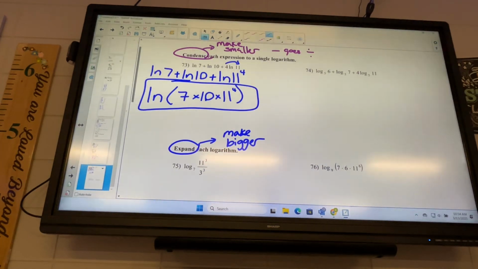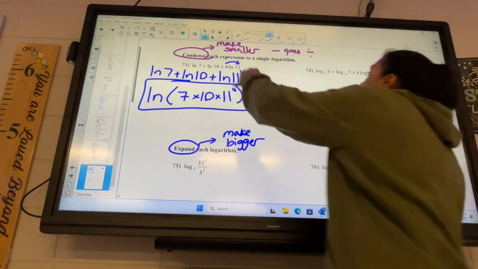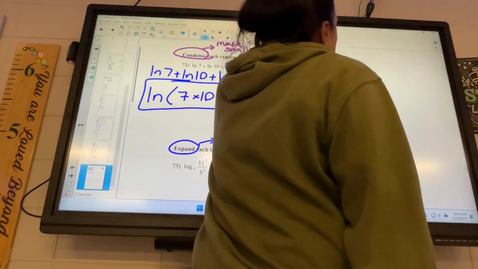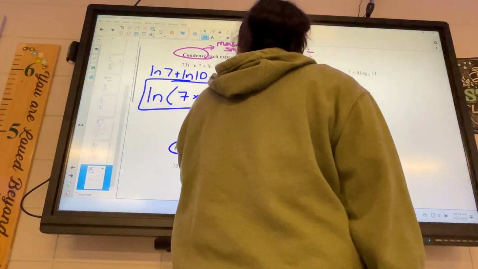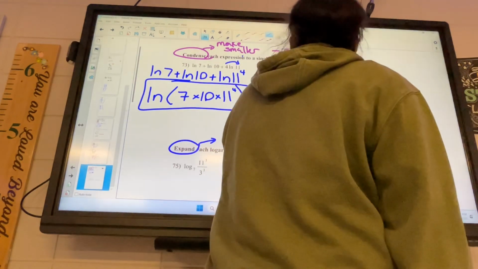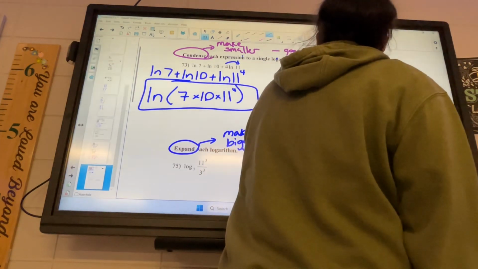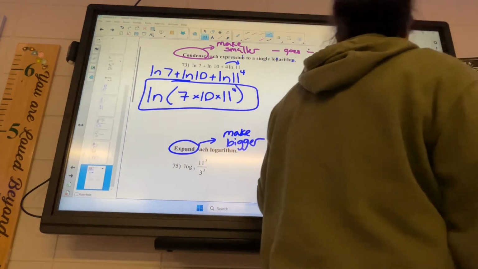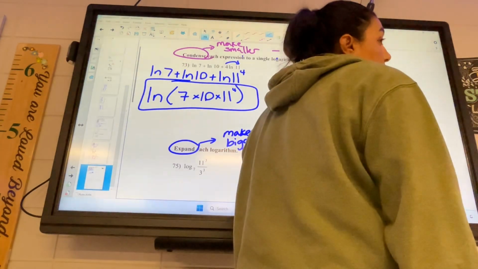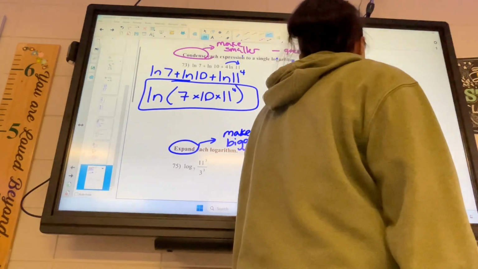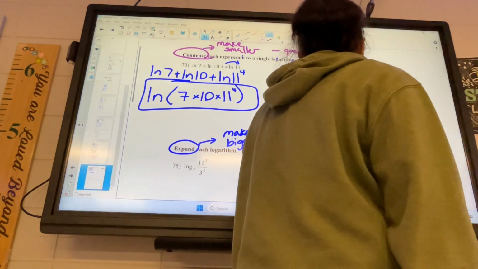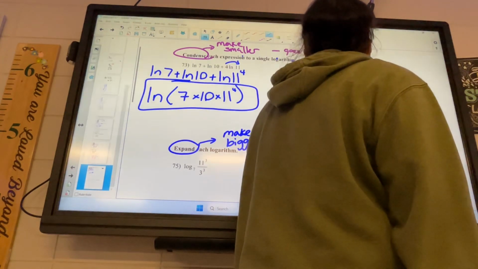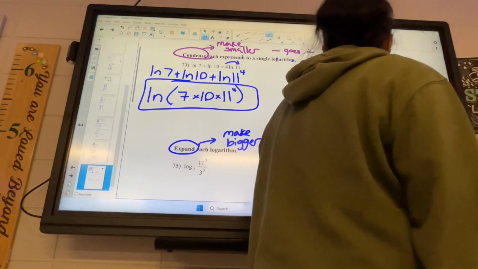So it'd be 3 log. Hold on, pause. On this one, we're making it smaller. They give us a minus, it goes to division. What do they give us on expanding? They give us division, then that goes to what? Minus. If they don't give us division, what else do they give us? Multiplication, and it goes to addition, okay?